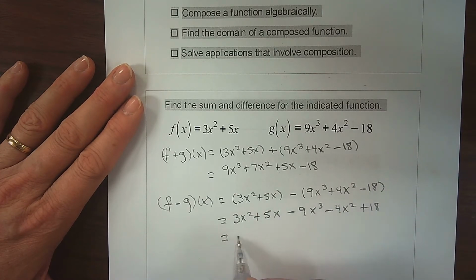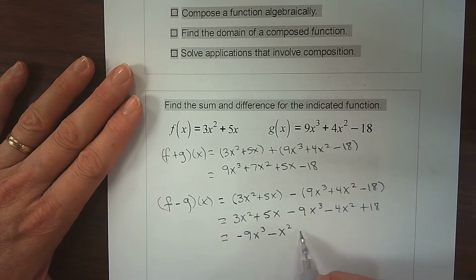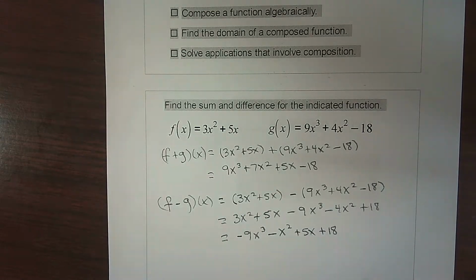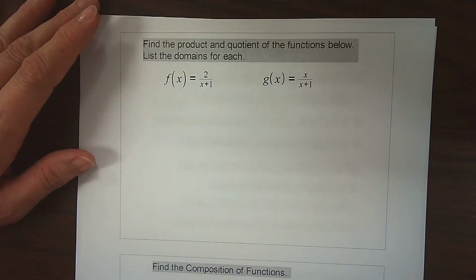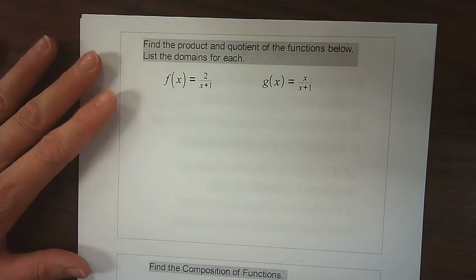I have one x cubed term, but it's a negative 9x cubed this time. I've got a couple of squared terms, 3x squared and minus 4x squared. That gives me a negative 1x squared. One linear term plus 5x, and one constant term plus 18. Doesn't get much easier than that at this level. Let's move beyond that then. Let's talk about finding the product and quotient of functions.